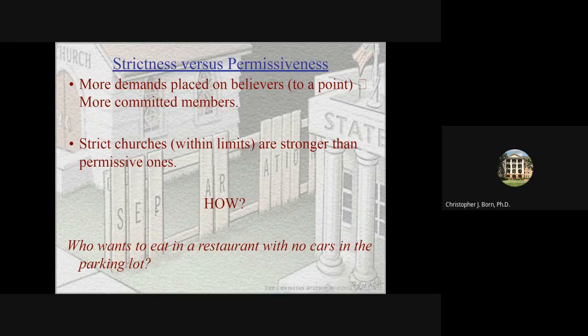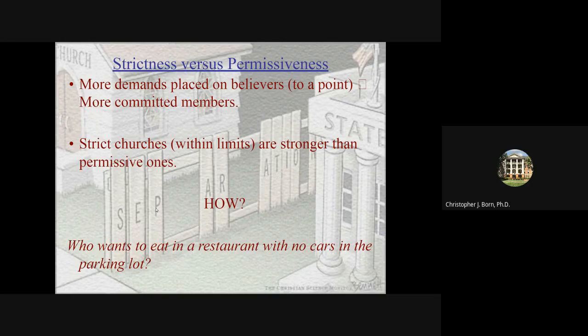Because what it does is it makes a line in the sand of, okay, who is in and who is out. So the theory is that strict churches within limits are stronger than permissive ones. And so if you don't require attendance, you say, sure, come whenever you want to come, don't come, we don't care. Or if you don't require tithing or giving money to the church, it's like, sure, give us money, don't give us money. So they won't.